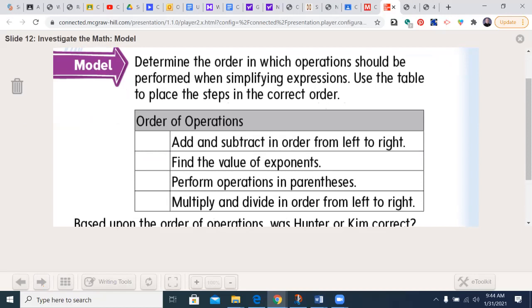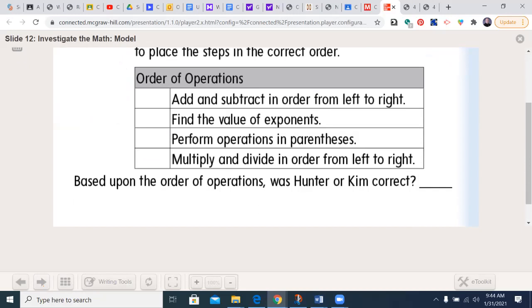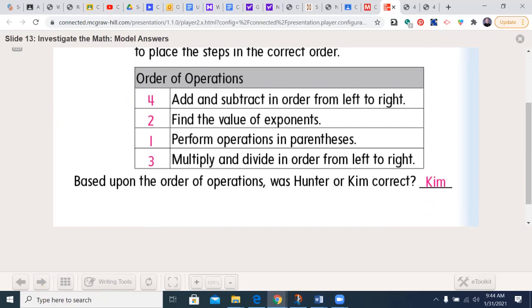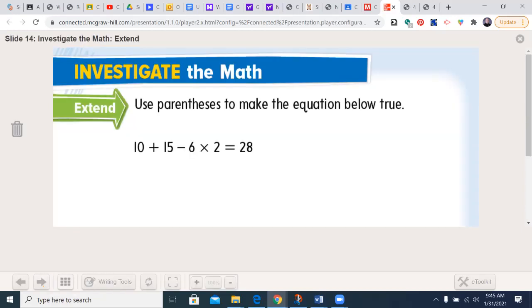Determine the order in which operations should be performed when simplifying expressions. Use the table. And we already talked about this. 1, parentheses. 2, exponents. 3, multiplying and dividing. 4, adding and subtracting. And Kim was right. All right, let's go get the book part ready. Oh, let's do this one first. Use parentheses to make the equation below true. So this would be a challenge because I have to figure out exactly where it goes.